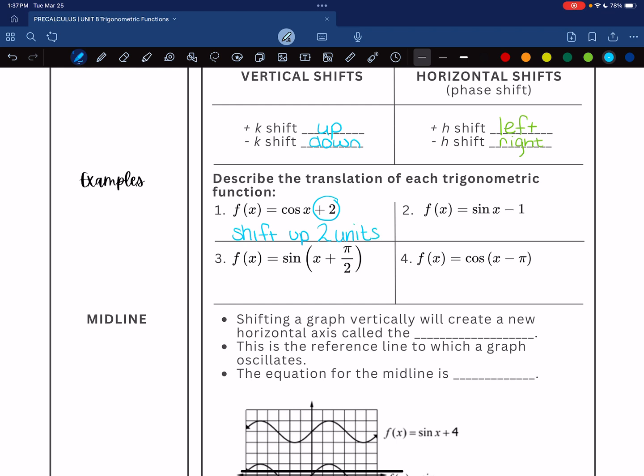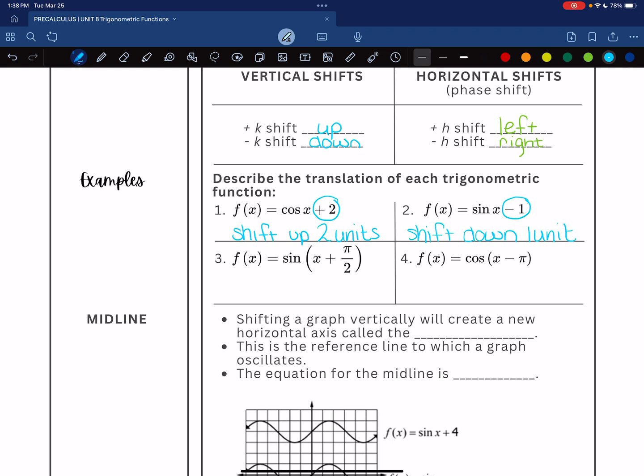And in that next example, what's going to be happening here? We have our sine function, sine of x, and then it's minus 1. So what's going to happen with this graph? What is the translation that occurs? That once again is a k value. Minus 1 is going to be a vertical shift down 1 unit.